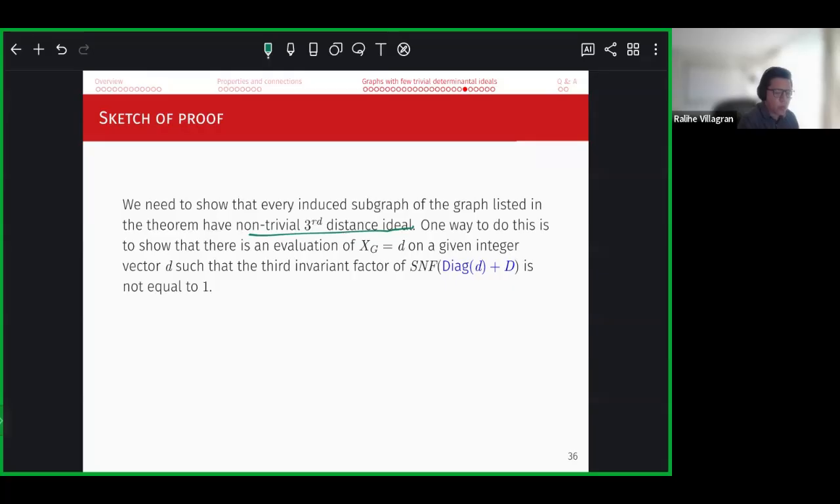One way to do it is to actually compute the third distance ideal, which is the most difficult way. Another way to do it is to find an evaluation of the variables on a vector such that the third invariant factor of that particular matrix is not equal to 1. If we can find this evaluation, then that means for sure that the third distance ideal is not trivial, because if it is trivial, then we have to have 1.